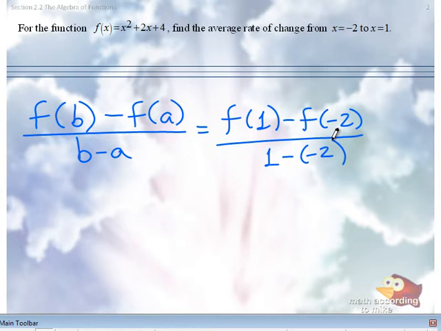How do we find f of 1? Yep, if you would, please plug in 1 into the function. Minus f of -2, 4, all over 1 minus -2. What is 7 minus 4 all over 3? 1.